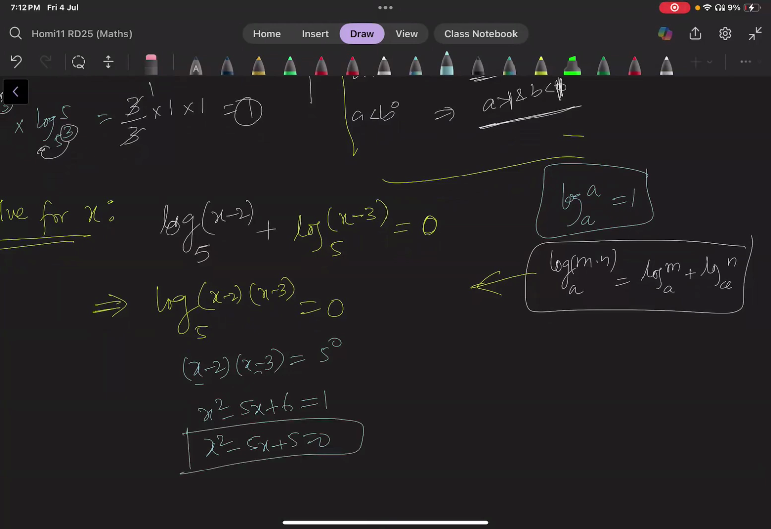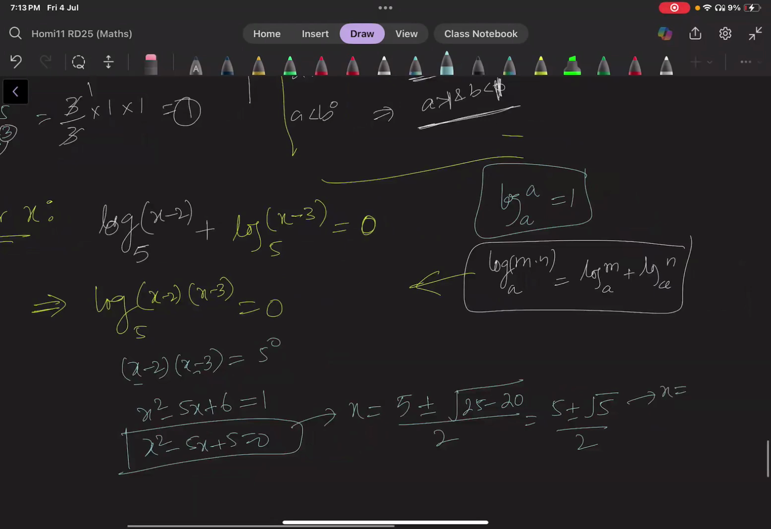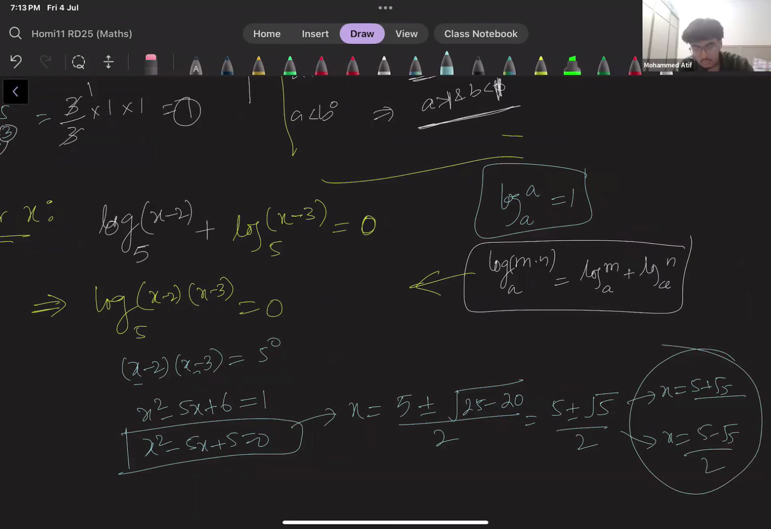Can we do factors of this? No. So we need to use the quadratic formula. So x equals minus b, so minus minus 5 will be plus 5, plus minus under root of b square 25 minus 4ac 20, divided by 2. So we'll get 5 plus minus root 5 divided by 2. So two values of x we'll get: one is x equals 5 plus root 5 by 2, second one is x equals 5 minus root 5 by 2. Any doubt in this, anyone? No sir, no doubt.